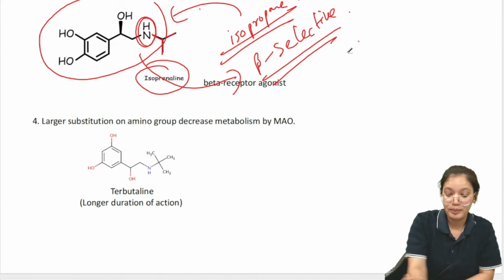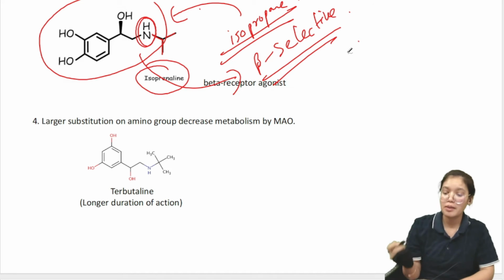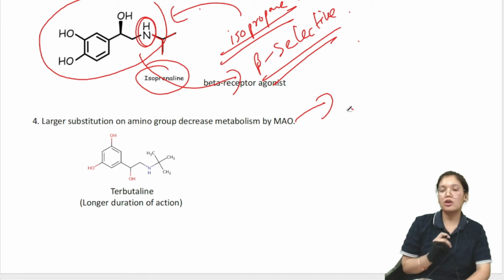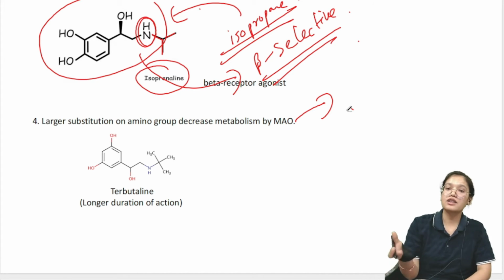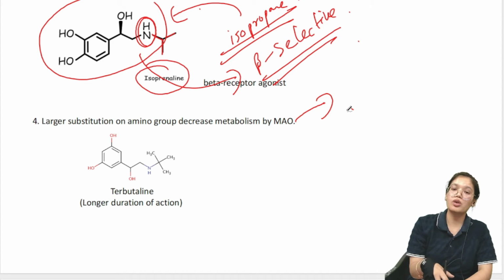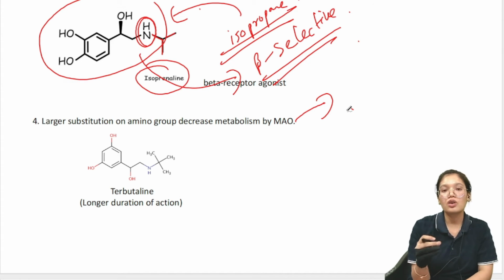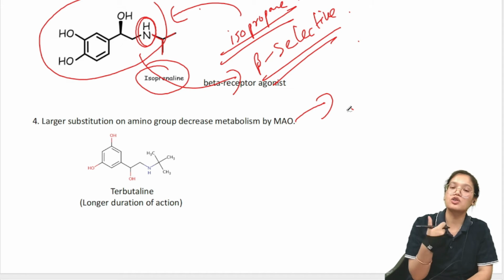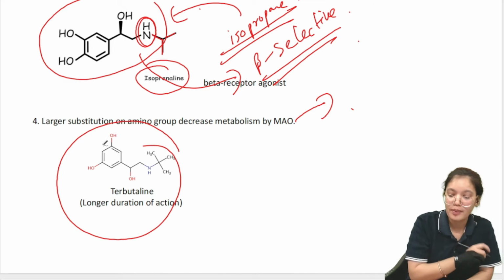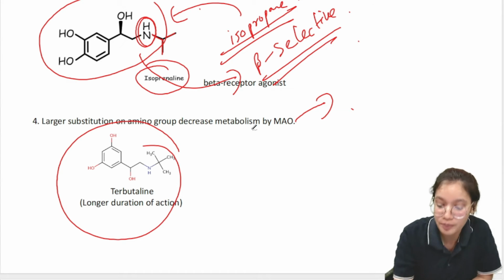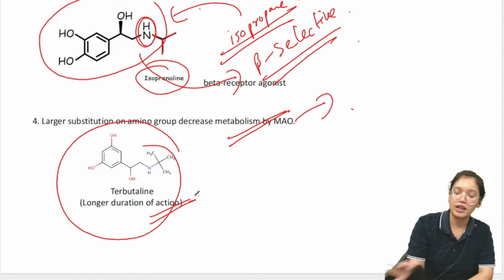Now the large substitution of the amino group decreases the metabolism by MAO. So why does monoamine oxidase metabolism decrease? Same reason: as the structure differs from the natural monoamine, the MAO is not able to recognize this structure, so it will not be able to degrade it. So terbutaline is not metabolized by MAO, and its duration of action increases.